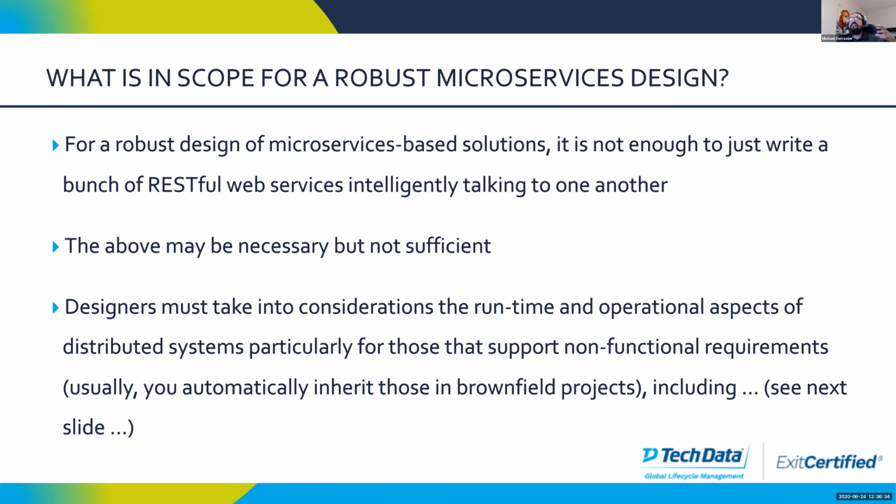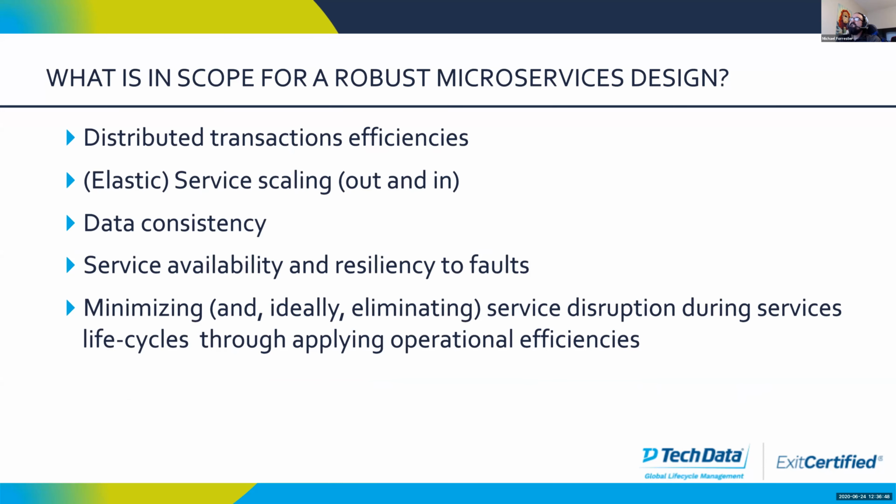So it's not just about being in a single business context on one dimension. It's about how do you design for failure? How do you loosely couple? How do you scale? How do you deploy? How do you test? All amazingly in scope for a robust microservice design.